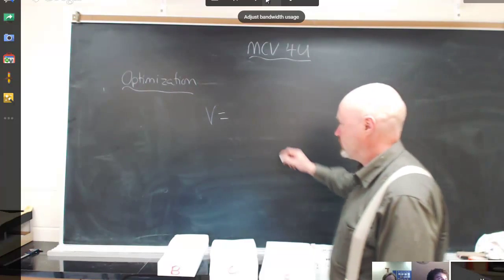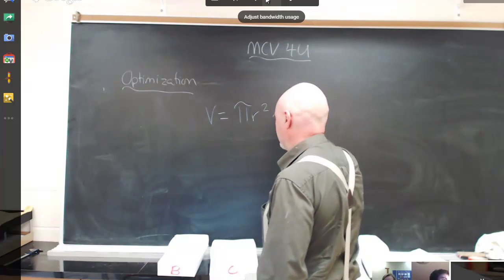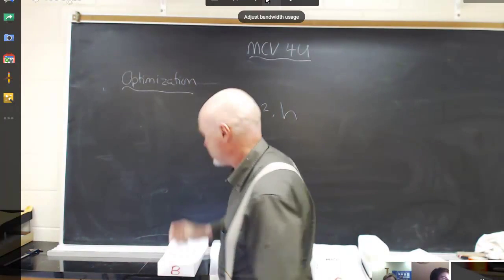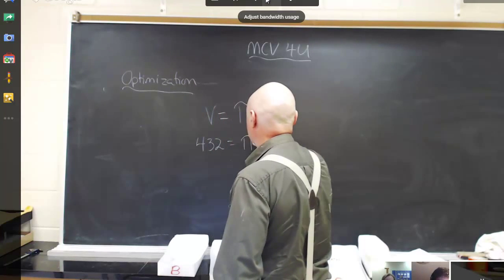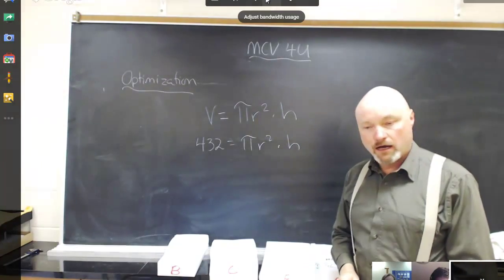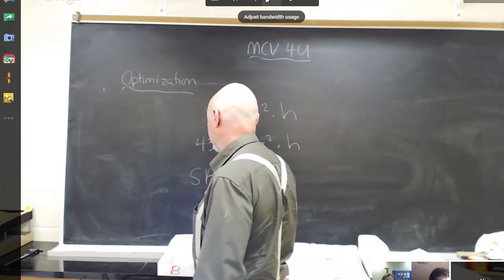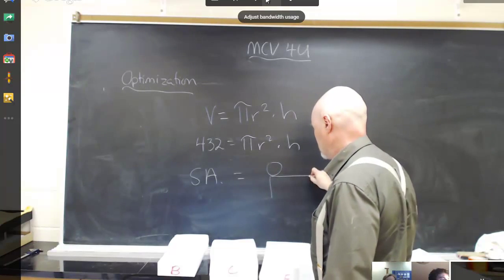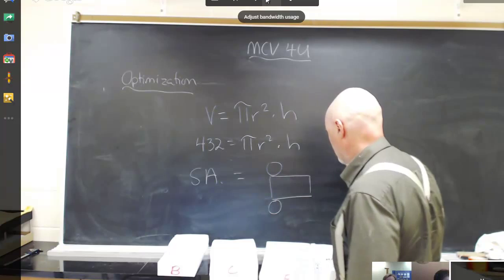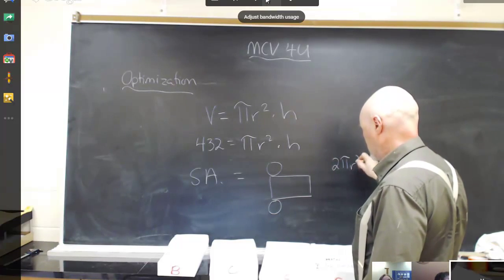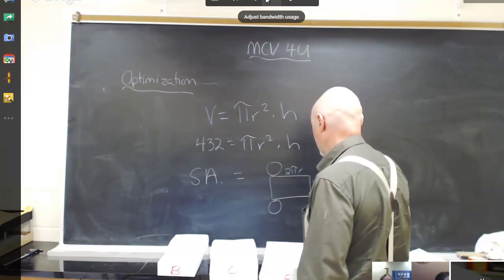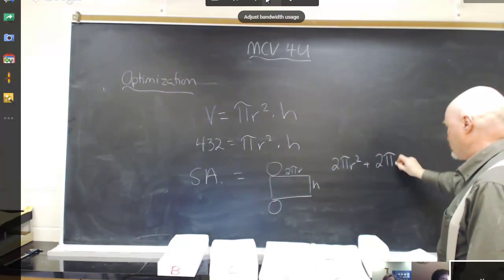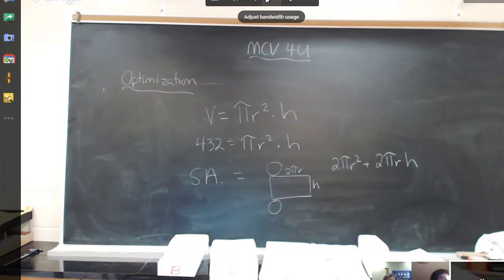Wait, do you want the volume of the cylinder? That's just pi r squared times height. That's right. Good. And so notice that our volume, we can actually substitute a number already. It's 432. Good. Now, what's the formula for surface area? That would be 2 pi r squared plus 2 pi r times height. Yeah, that makes sense. And you said plus, right?